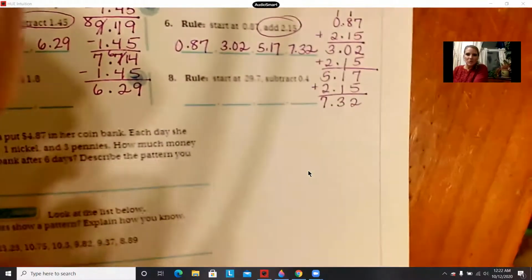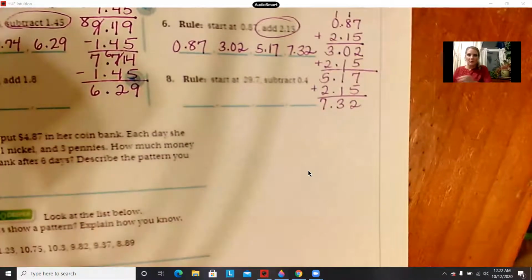I'm going to try to adjust. Oh, there. It got real clear for a second. There we go.